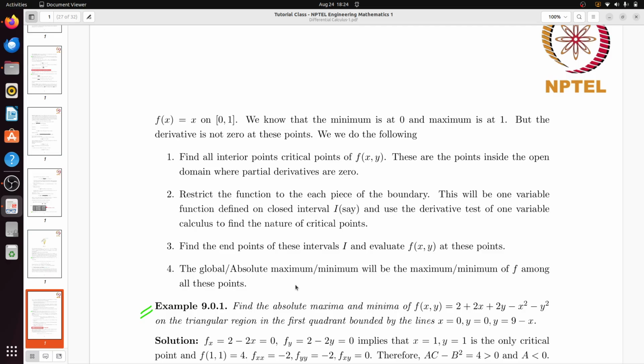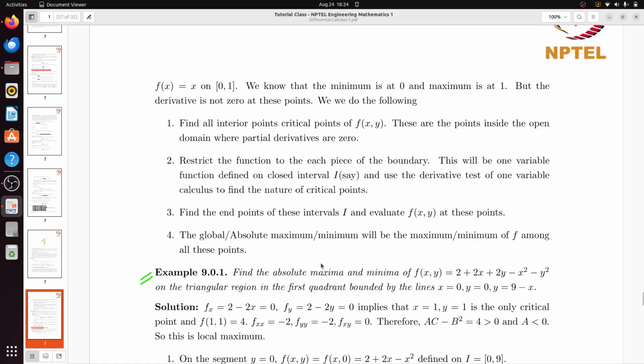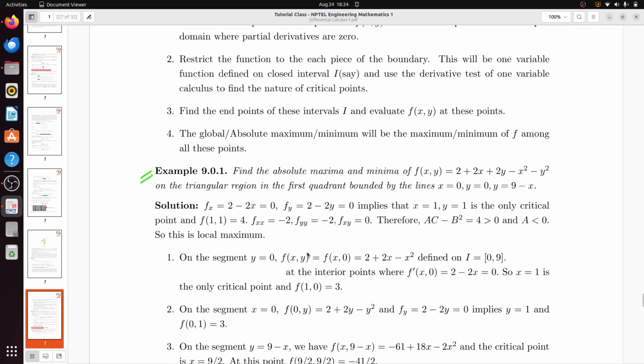Now we need to determine देखो, AC minus B square. AC minus B square, that is 4, greater than 0. And fxx, that is A. A is minus 2, that is less than 0. So first of all you got it to be local maxima and this is lying within the domain.